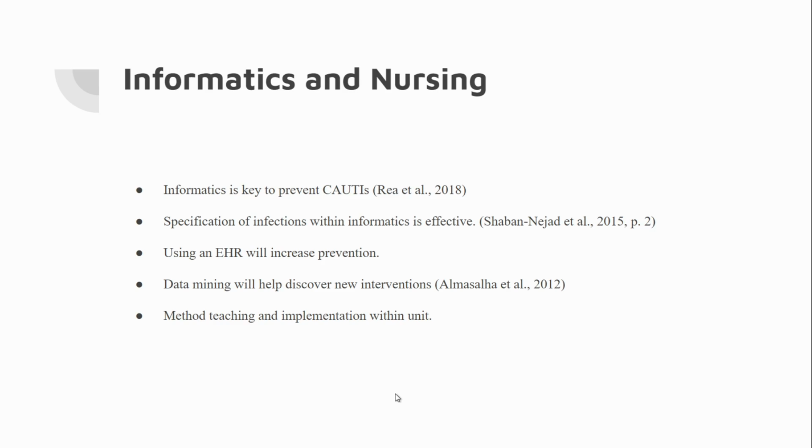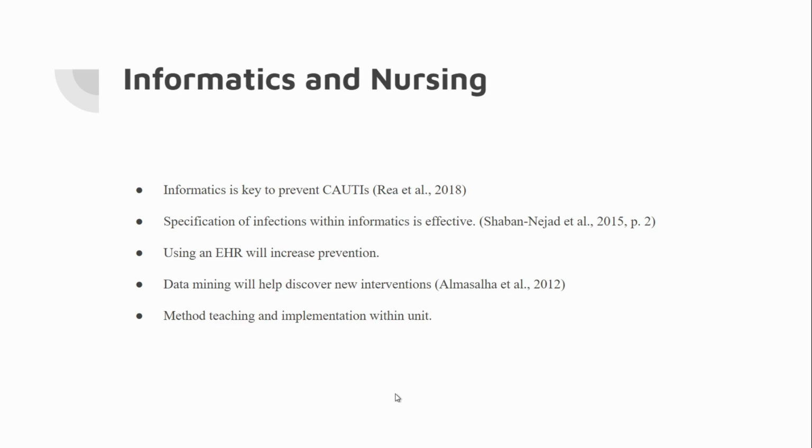Informatics can be used as an effective resource for healthcare providers to help keep track of actions that can lead to infections. Using informatics to specify the infections in hospitals, such as a CAUTI, will dramatically lower the rates of those infections. Also, data mining is important in the prevention of CAUTIs as it allows healthcare workers to explore other data entries. This also lets them compare and contrast to see the reasoning behind specific CAUTIs.